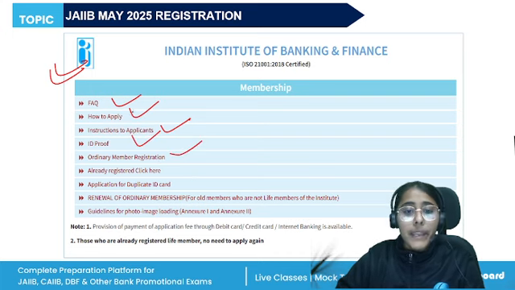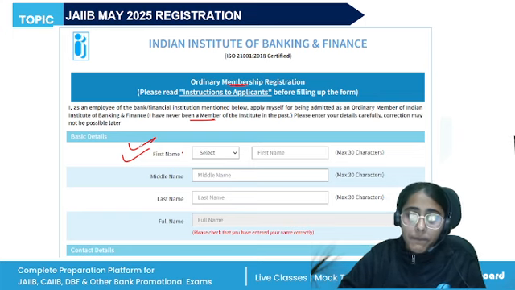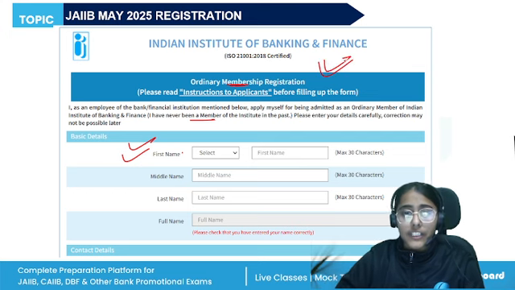Simply you will make the application for the membership. Here is the membership registration form. All the information you will fill it, and then you will get the membership number on your email, and you will use it to apply for the JAIIB exam. All right, so first you need to get the membership registration.